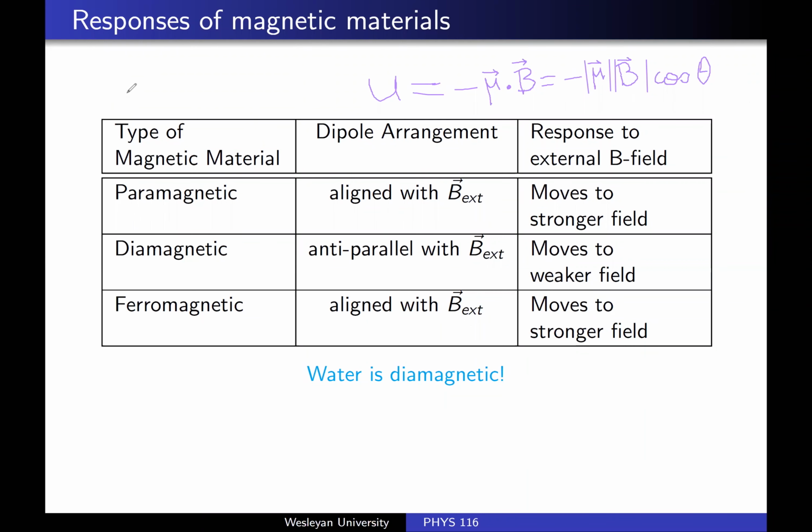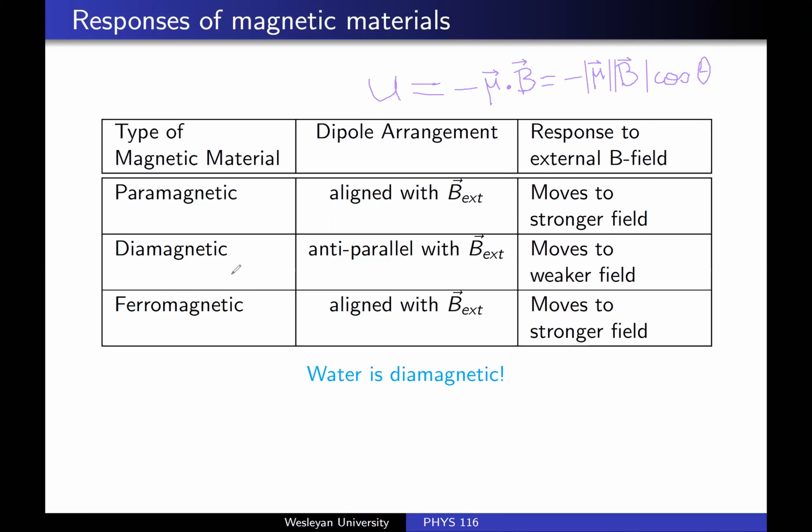Here we are using the idea that the potential energy of a dipole in an external field is minus mu dot B, which is equal to minus the magnitude of mu times the magnitude of B times cosine theta. If the dipole is aligned with the external field, then theta is 0, and so you get minus mu B. And so the way to make this potential energy smaller is to move to a stronger field.